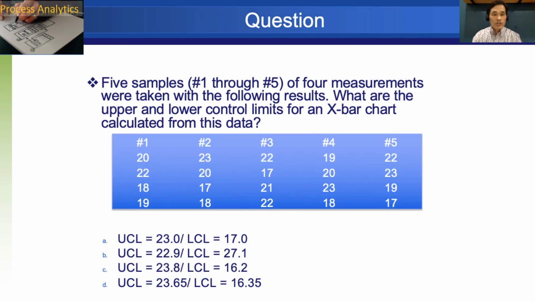Lastly, this is a tough question and it takes some time to calculate. If you like, you can use Excel to make calculations, but it's fine if you want to use a calculator too. So you have the data, 5 samples, 5 lines, and you need to calculate the X bar chart and R chart here. You need to find the sample means and the mean of sample means and apply the formula with D5 and A2. After finding that, calculate the upper control limit and lower control limit, and the answer will be D, 23.65 and 16.35.